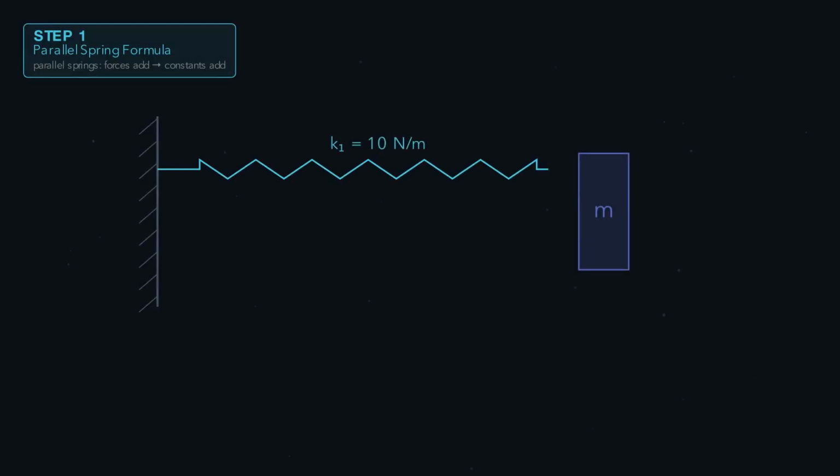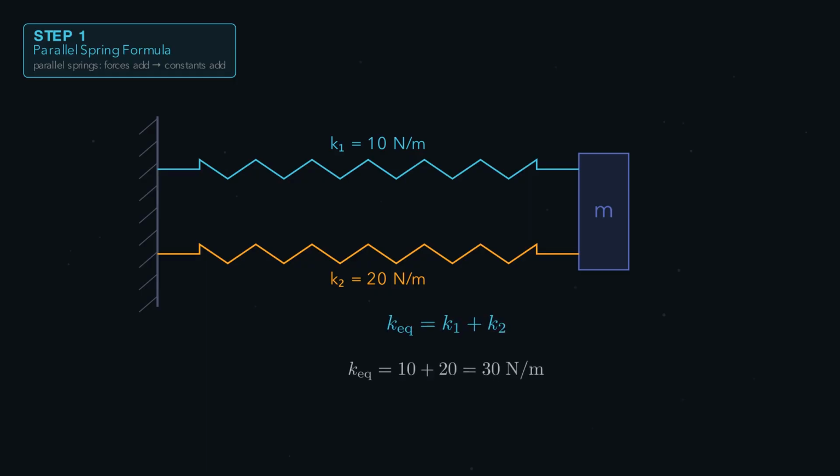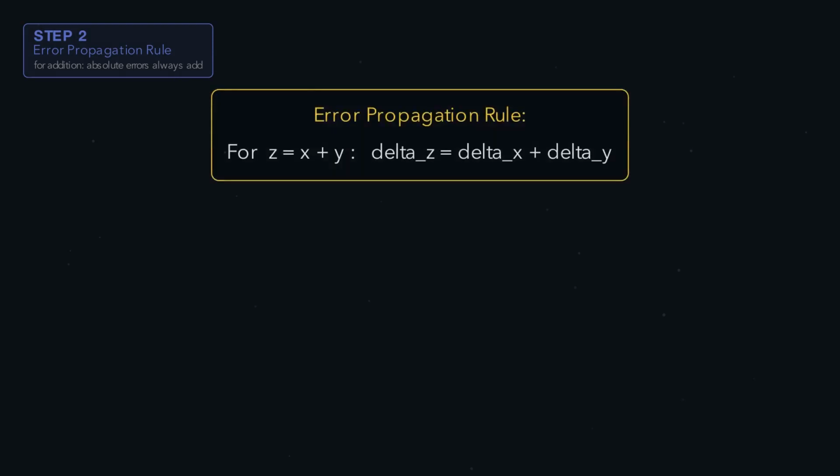The parallel spring formula. When springs are in parallel, they both stretch by the same amount, and their restoring forces add together. So the equivalent spring constant is simply their sum. 10 plus 20 gives us 30 newtons per meter.